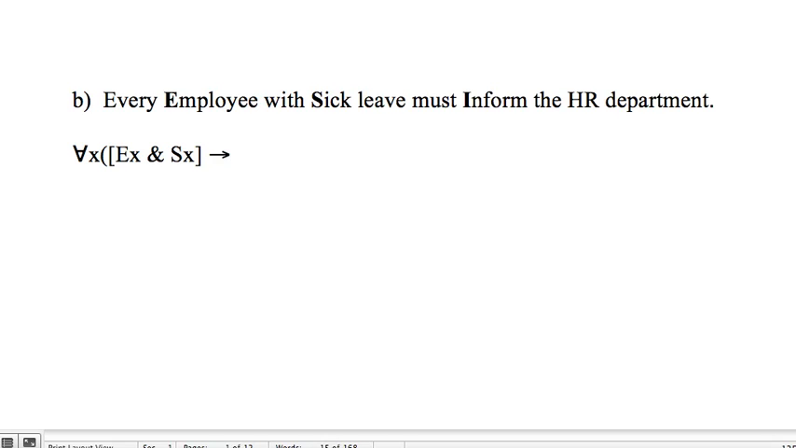Now, what about these people? If X is an employee with sick leave, what the sentence is saying is that X has to inform the HR department. A little more colloquially, and sometimes a little more helpfully, if you are an employee with sick leave, then you have to inform the HR department.